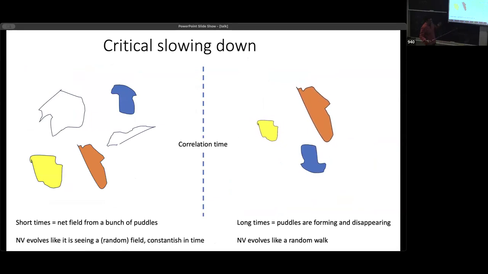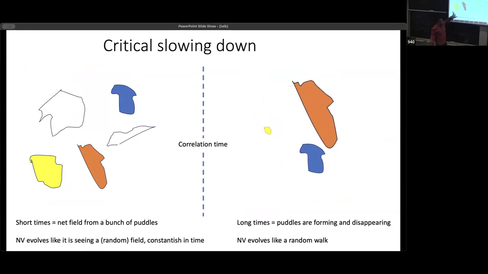So let's say we look at how coherence is lost. At very short times, a good picture for what's happening in our magnet is that I have puddles. The puddles all have different magnetic moments. They're all pointed in different directions. And my NV center, which is sitting somewhere, is seeing some net effect of all of these puddles. So it has some net magnetic field, and it's precessing under this net magnetic field.